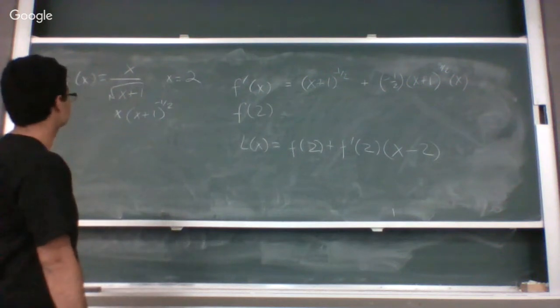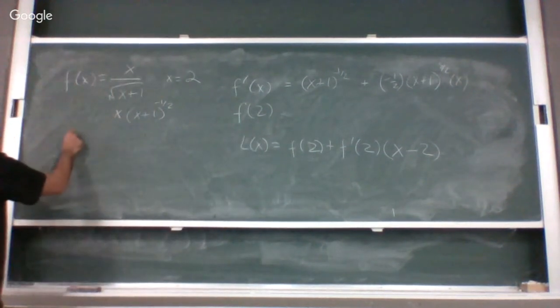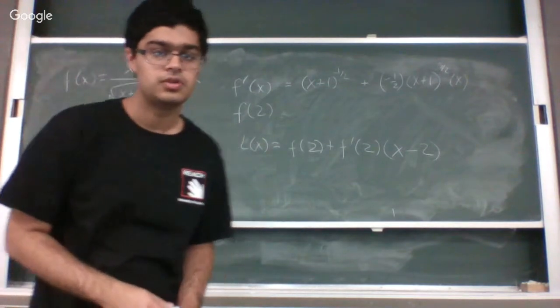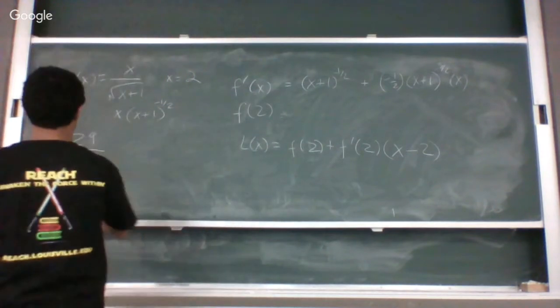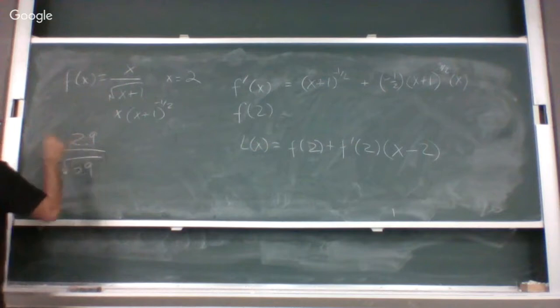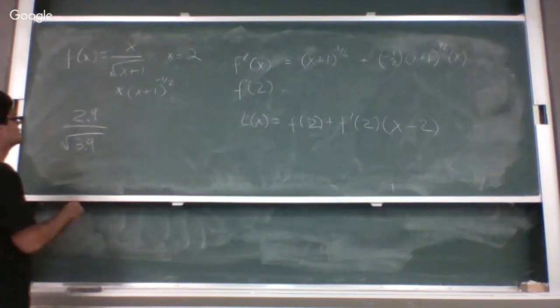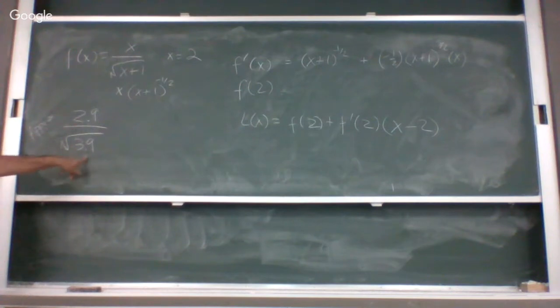Then the other part, which was new to you guys, was if I asked you to approximate, say, 2.9 over the square root of 3.9. So 2.9 over the square root of 3.9. What would x be in this, if I asked you to approximate that? So you have 2.9 over the square root of 3.9. What would x be?